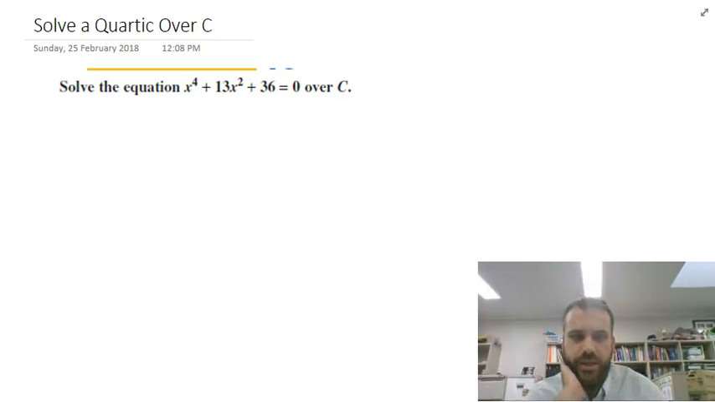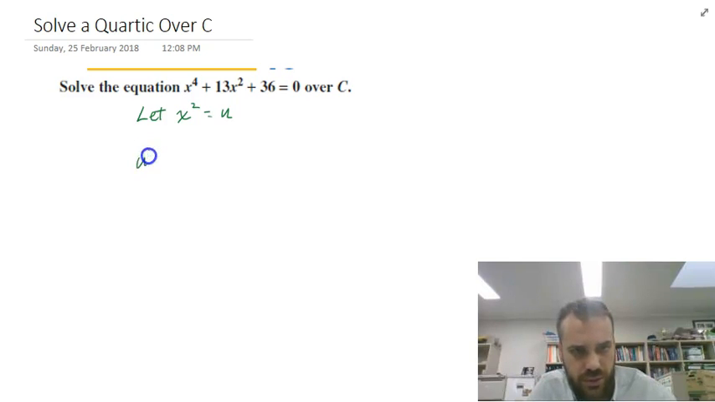Alright, so in this video we are solving a quartic over C, so polynomial degree 4. Now you've factorised these before, so the first step is simply to factorise it by turning it into a quadratic. So I can turn it into a quadratic by letting x squared equal, I don't care, u. So if I let x squared equal u, that means that x to the 4 becomes u squared. 13x squared just becomes 13u, and the rest of it stays the same.